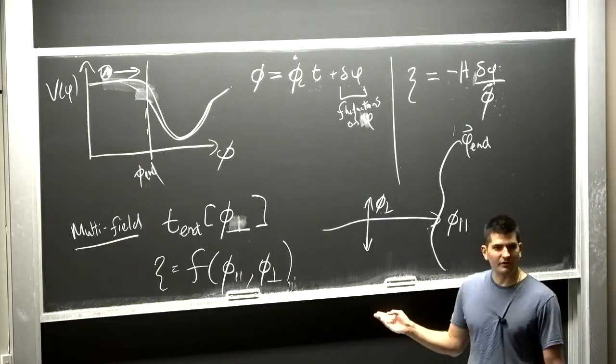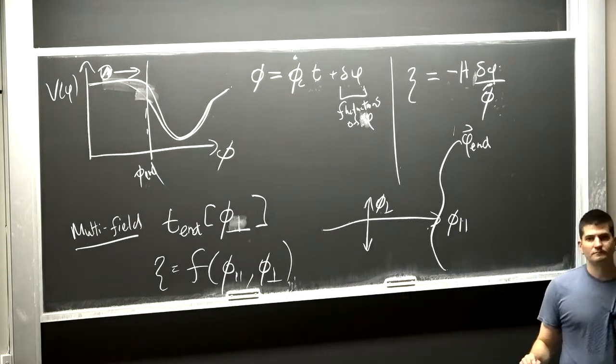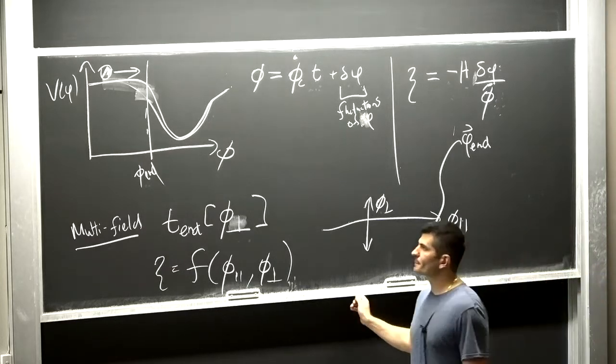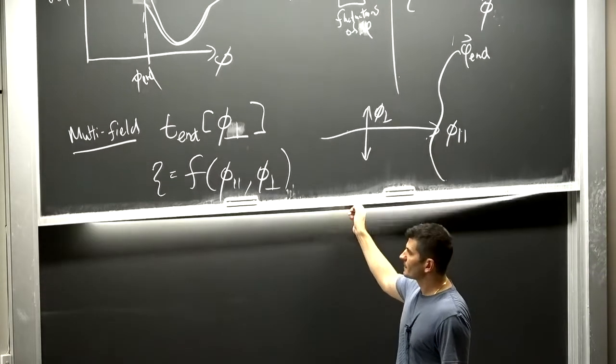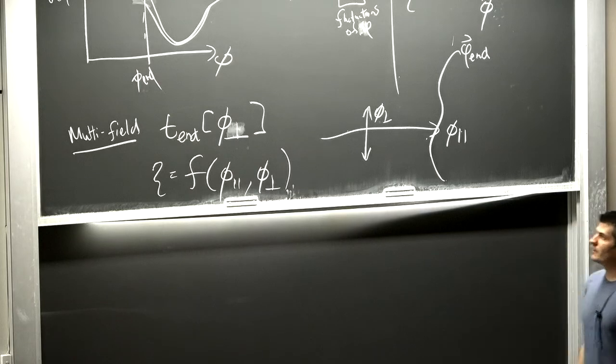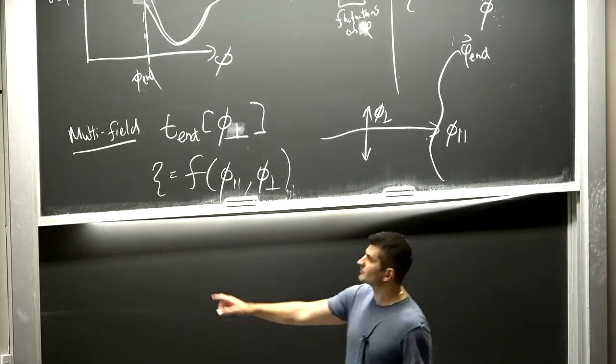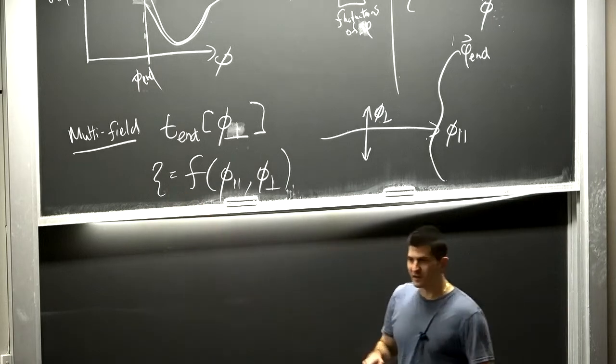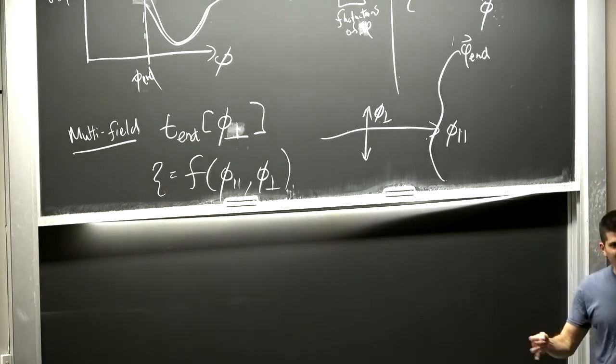OK, so far so good? OK, so our goal is going to be to try to understand inflation by understanding the statistics of this zeta. Because zeta is ultimately going to be the thing that changes the density fluctuations, the things we go and measure.